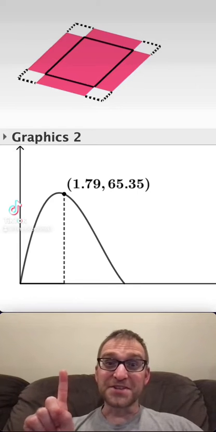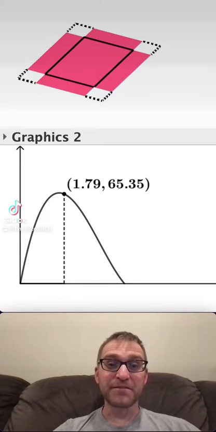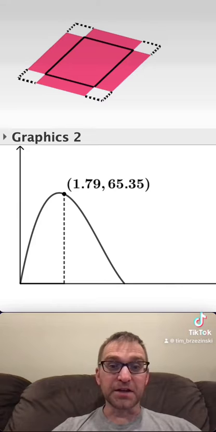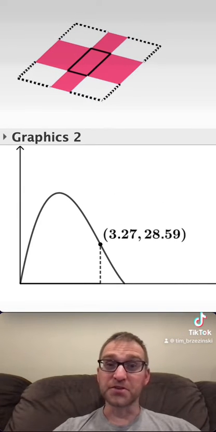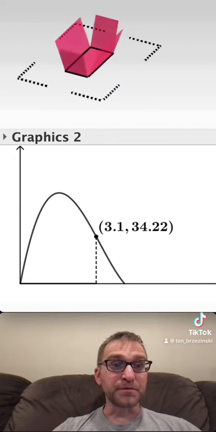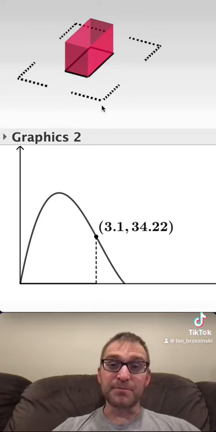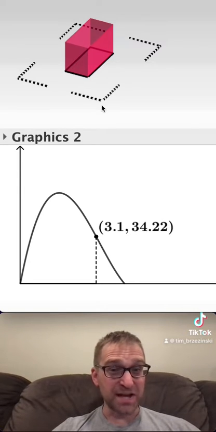So here's the answer to yesterday's TikTok question. Take an 8.5 by 11 piece of paper and start to cut out squares from the four corners. All the squares are congruent, and fold up the flaps. How deep of a cut should that be in order to create a box with the greatest possible volume?